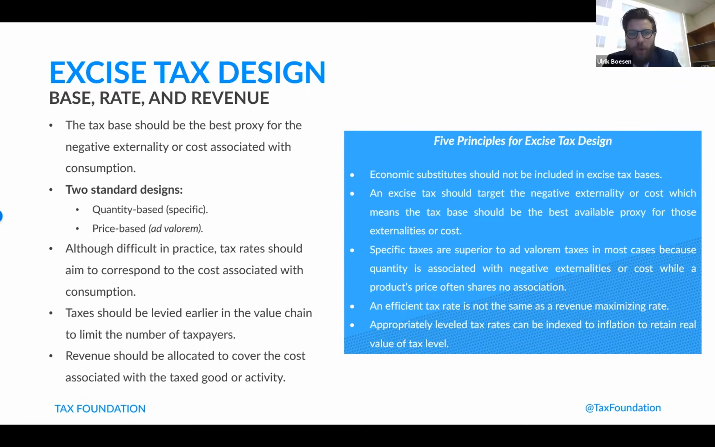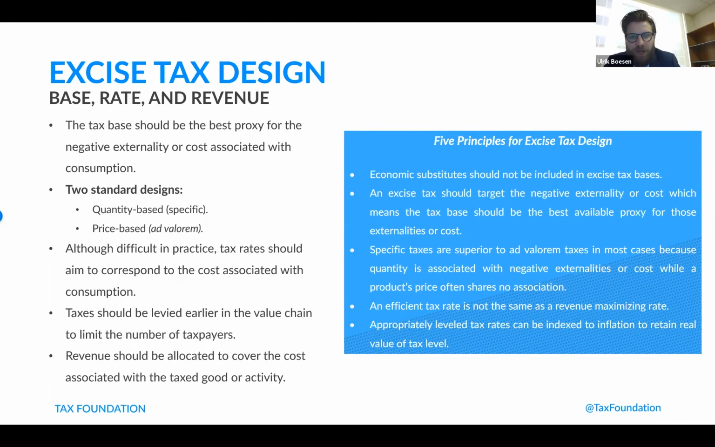Taxes should be levied earlier in the value chain. That means at the wholesale level, at the manufacturing level, because we're trying to limit the number of taxpayers. It's important because it's going to lower the cost of enforcement and make it cheaper for the tax collectors to collect the tax. If you levy a tax at the retail level, for instance, you're going to have a much larger number of taxpayers, which could increase your cost and make the tax design less efficient.